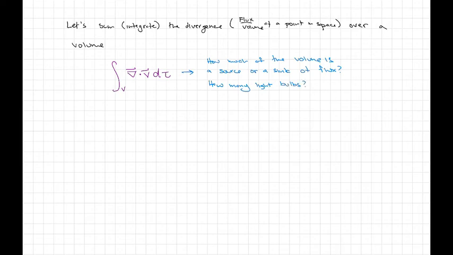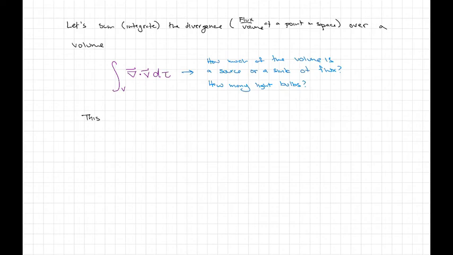Okay, when we think about electric field, how many charges do you find? It should make sense that if you integrate over this volume, looking for sources and sinks of flux, that what you find should be directly related to the flux across a closed surface.